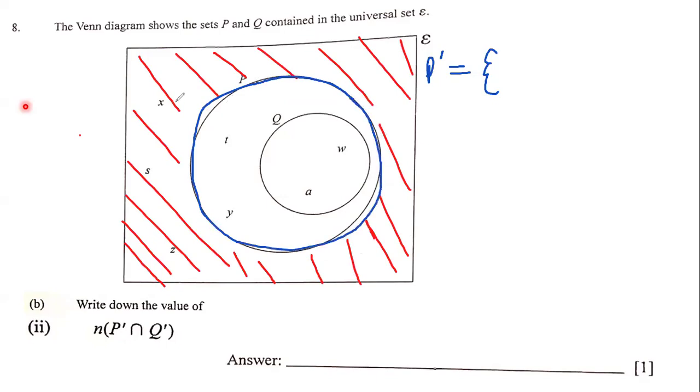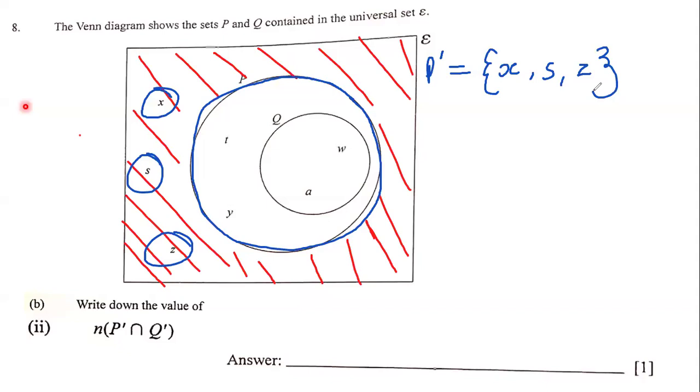So what does that mean? That means that the elements in the complement of P are going to be everything except for P. And what are the elements outside of P? X, S, and Z. They're going to be X, S, and Z. Those are the elements on the outside. That is the complement of P.